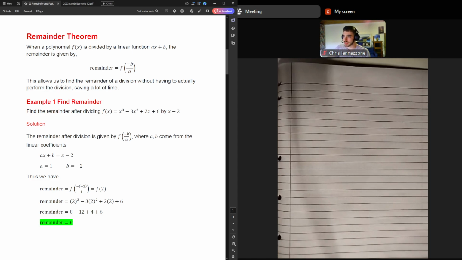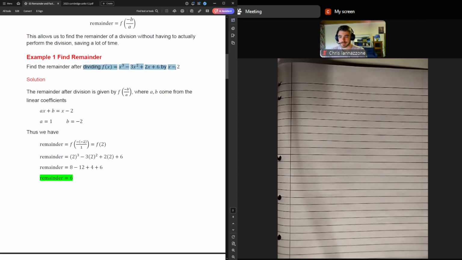And it is such that if you have a polynomial called f of x, and you were to divide that by some linear ax plus b, then the remainder after division is the exact same thing as if you had just subbed in the negative of your b term divided by your a term into your polynomial.